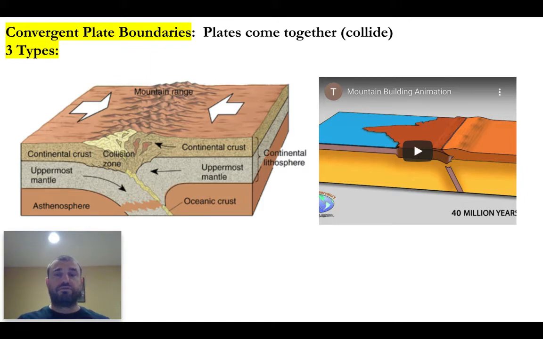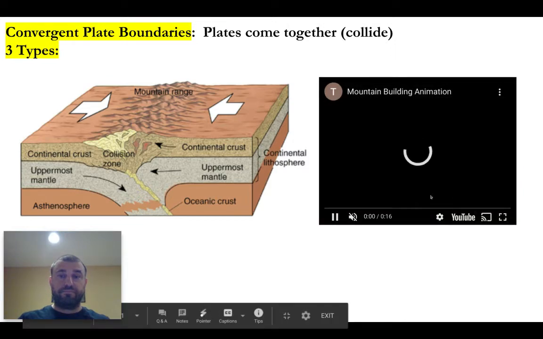We call it a thrust fault. So you have one crust and then the other crust kind of thrusts itself on top of the other. Get it? It gets thrown or thrusted over. We call this a thrust fault. And this is going to show you a little animation of it.